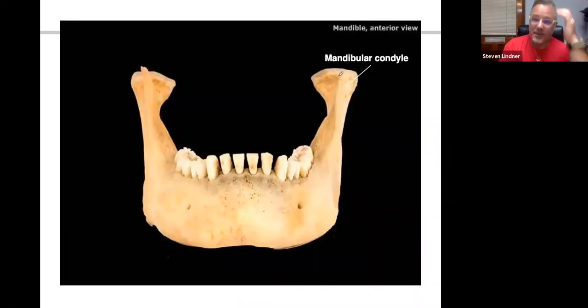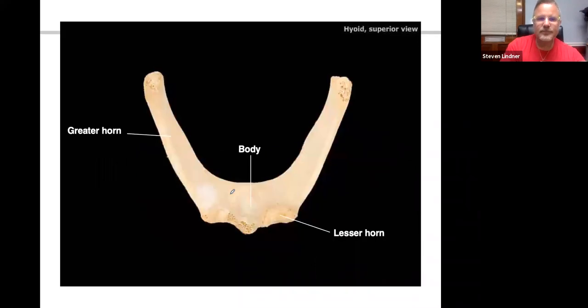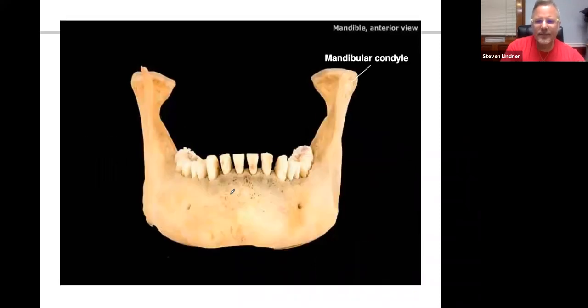Okay, here's the mandibular condyle. This is the mandible. Let me go back a second. Right here, these two holes in the front are the mental foramen.